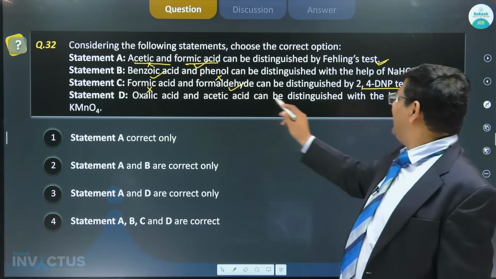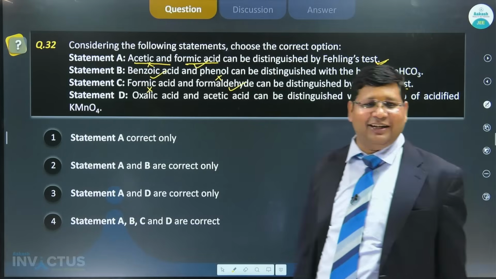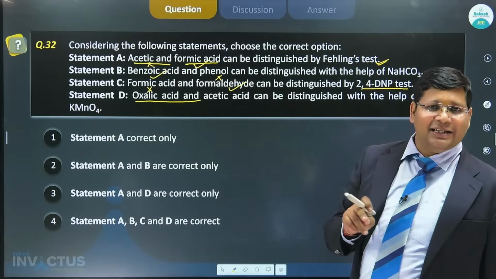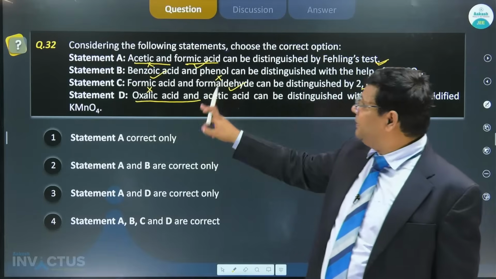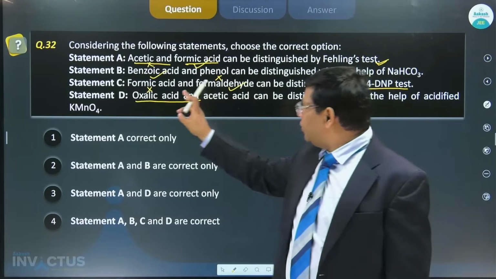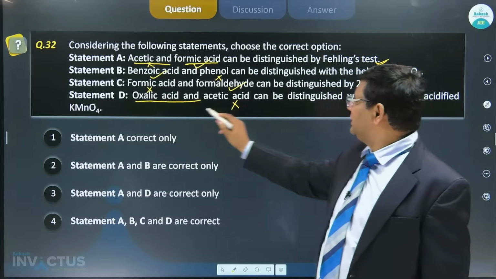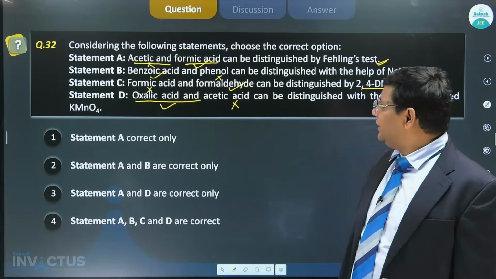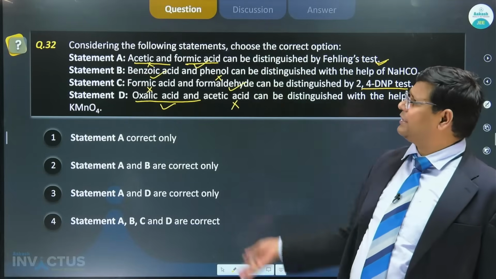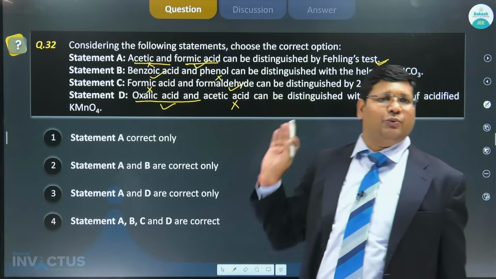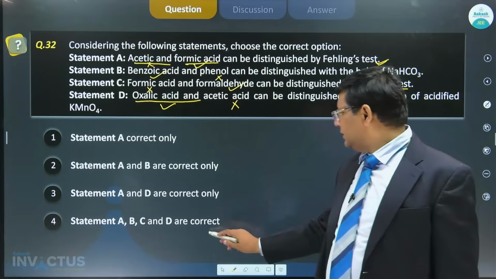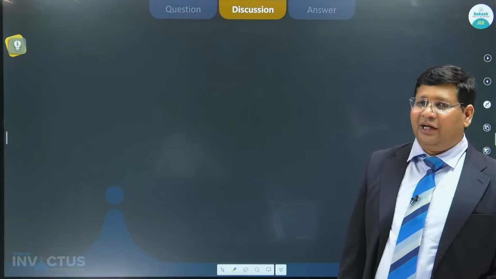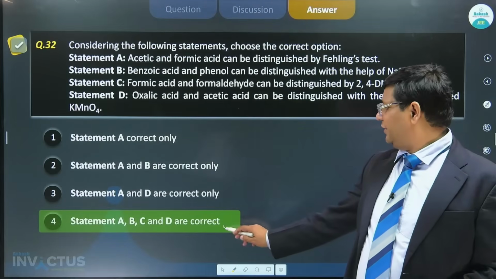And oxalic acid and acetic acid can be distinguished with the help of acidified KMnO4. In oxalic acid, the oxidation state of carbon is +3, and it is simply converted into CO2. So oxalic acid is decomposed by KMnO4, acetic acid can't. This is a common titration we use in redox also, oxalic acid and KMnO4. So all these statements are correct, because in every case we can distinguish one compound from the other. Hence, this has to be the correct choice. Right, students? Let me check the answer of this question. It's correct.